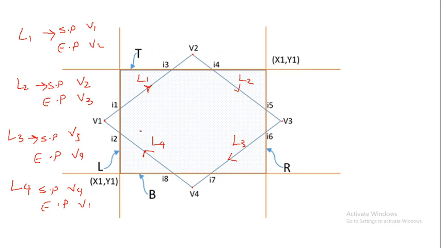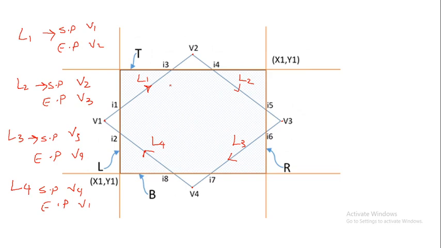It has four lines. So for this algorithm, instead of writing the information of the point, you have to write the information of the line with respect to the boundaries. So how do we write the information of the line with respect to the boundary? You're supposed to save the intermediate point or start point or end point of the line.